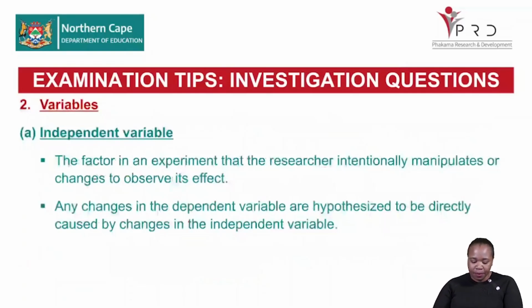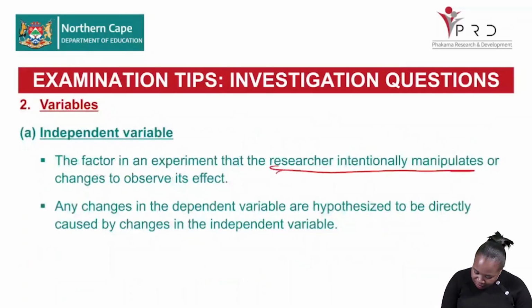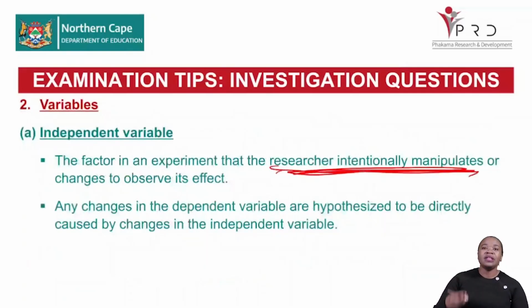Right. So, for example, we cannot really change the body temperature, but let's say we are changing the room temperature. So, what would happen if we change the room temperature? We switch on the heater or we switch on the aircon, depending on whether we want it to be cool or hot. What happens when we change that room temperature? The room temperature would now be our independent variable. Why? Because the researcher can intentionally manipulate or change that temperature.